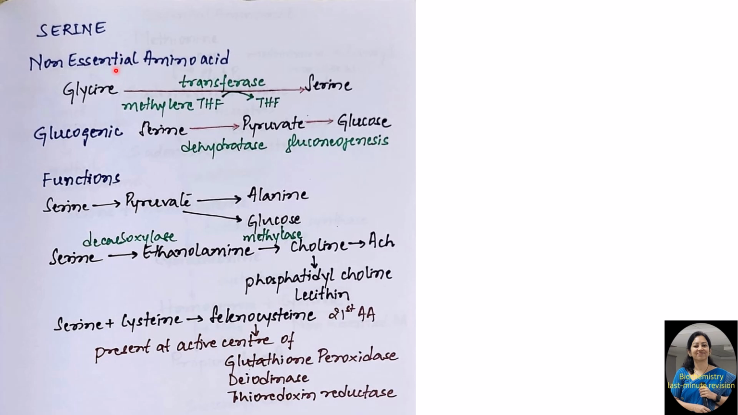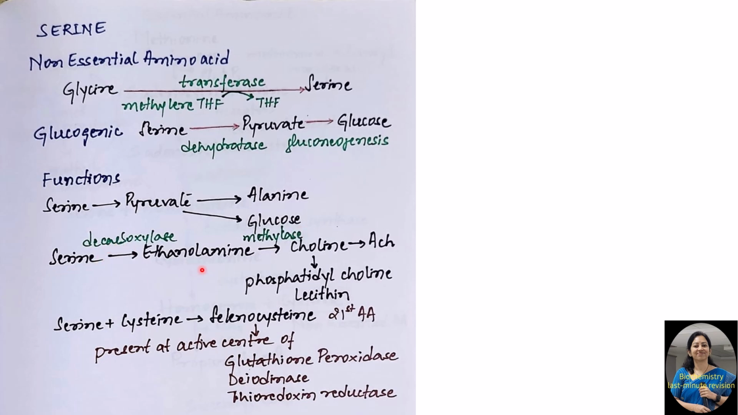Serine is a non-essential amino acid synthesized from glycine. So glycine accepts the methylene group from folic acid and gets converted to serine. And serine is glucogenic because serine undergoes dehydration to form pyruvate, and pyruvate by gluconeogenesis forms glucose. See, those are the functions of serine. Serine forms pyruvate, and pyruvate can undergo transamination to form alanine. So serine can form alanine and serine can form glucose also.